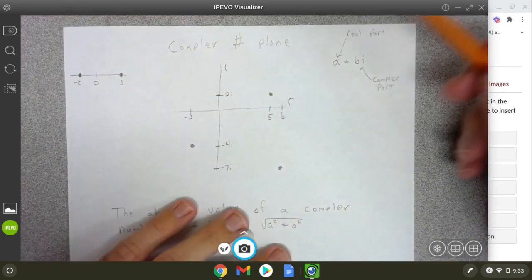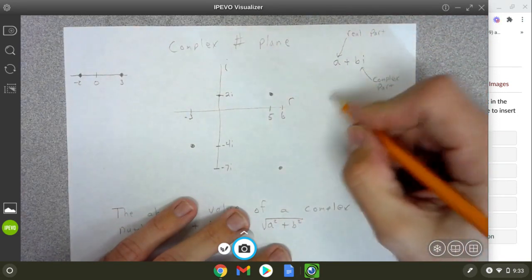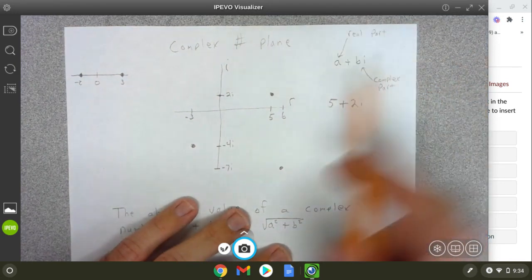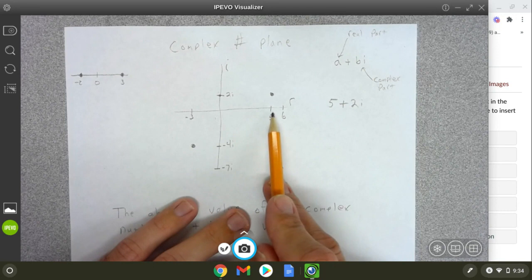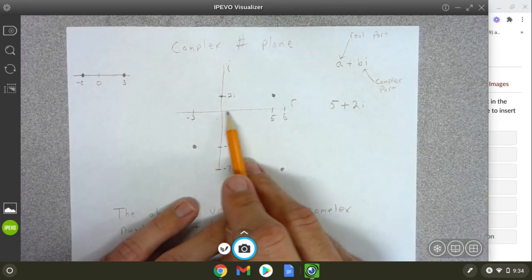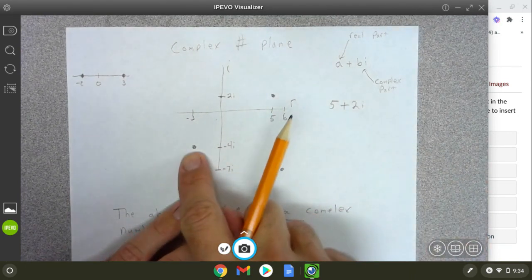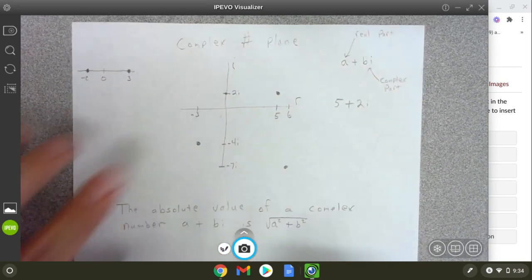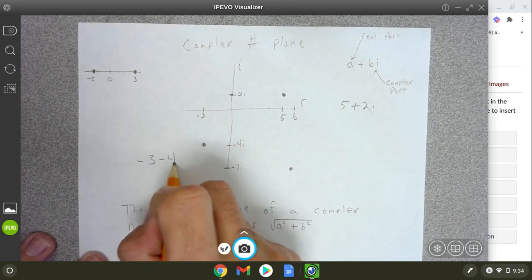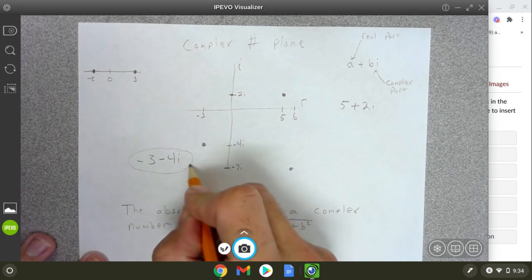All right. So let's look at, say, this number here. That number would be the number 5 plus 2i, because it's 5 for the real part, and then it's got 2i, or 2 parts for the imaginary part. So you just go over 5 and then up 2. This would be negative 3 minus 4i. Just circle that and kind of draw an arrow up to it.